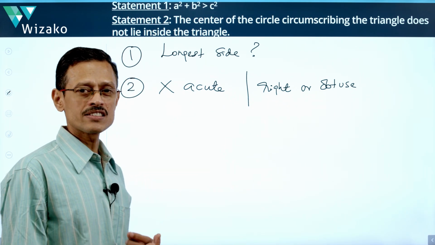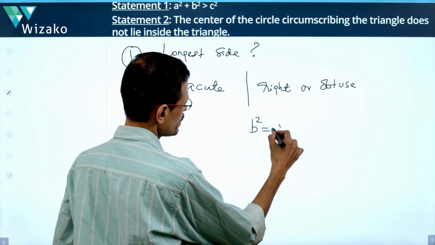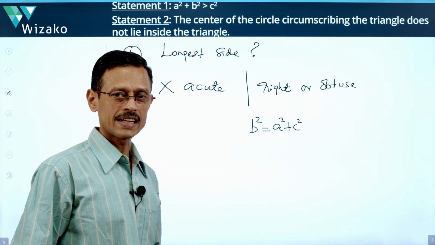Right? We do not know which side is the longest side. So for example, if B happened to be the longest side, it could pan out that B square is equal to A square plus C square. In that case, the given triangle will be a right triangle.